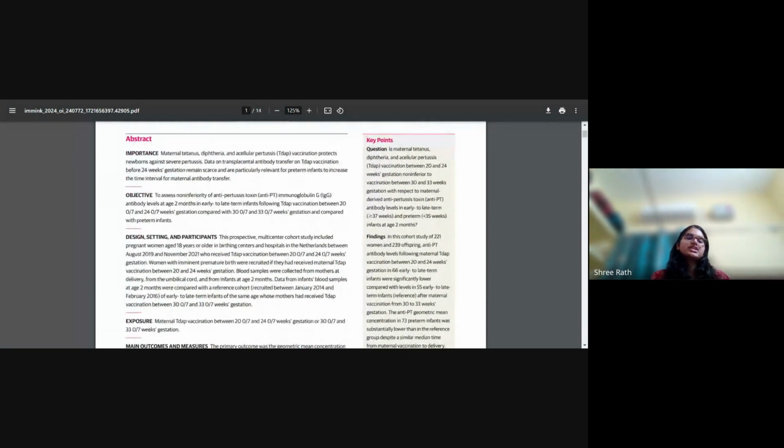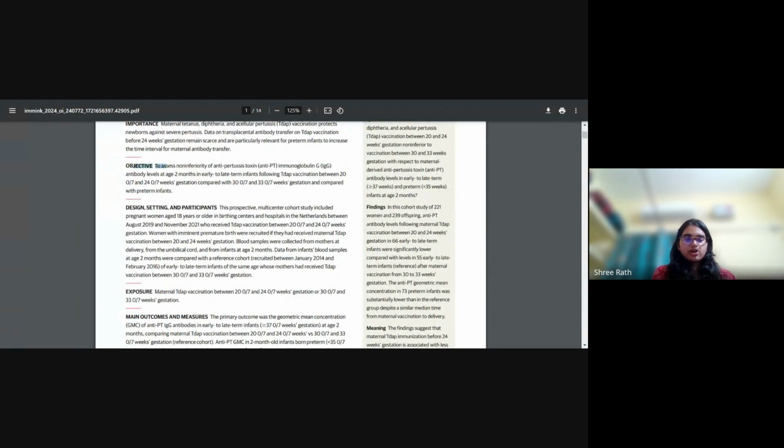Then the abstract. Actually, the abstracts of JAMA articles are usually very different from abstracts of other standard journals. That's their requirement. But it's basically the same thing. Importance would be the background that you would write in a different journal. So they've highlighted the topic and what the data says on this study.